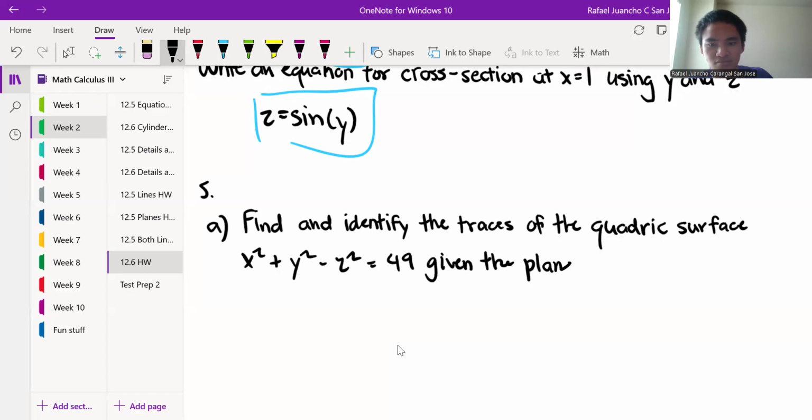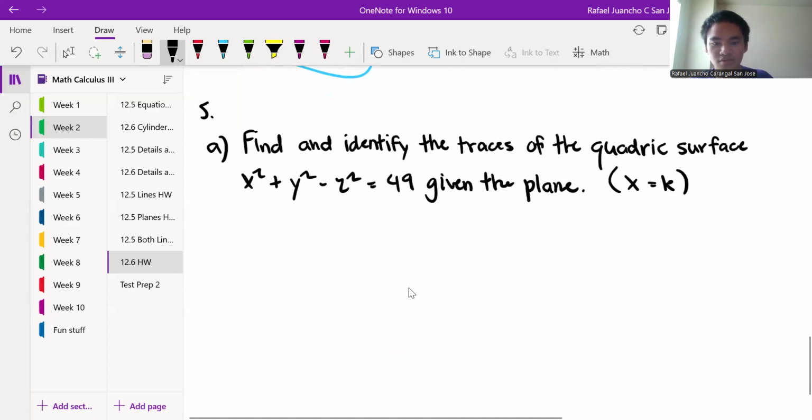Given the plane, and our plane here is x equals k. So here we're actually trying to plug in k to x. That's all we have to do. And then we're going to use this thing called the thumb method, where we remove everything of x and we swap it to the other side, so that because k is some constant number, we're left with some equation. So when we do that, we have k squared plus y squared minus z squared.